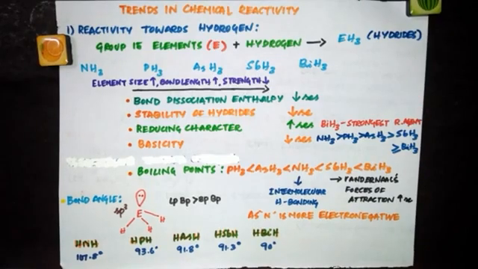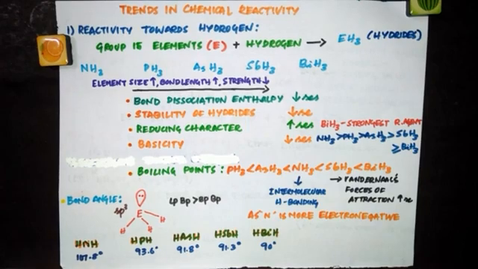Hello students, in today's video we are going to see the trends in chemical reactivity of group 15 elements. In the previous videos we have seen the general characteristics of group 15 elements. What are the group 15 elements? Nitrogen, phosphorus, arsenic, antimony and bismuth.